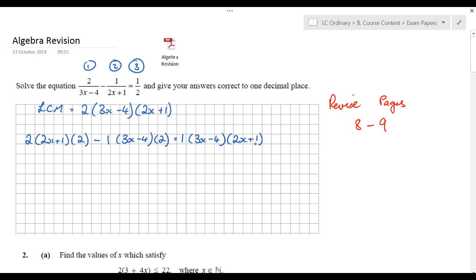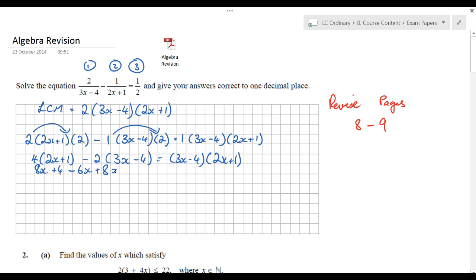Now we're going to multiply it all out. First off, I'm going to go 2 by 2, which is 4, and then I have 2x plus 1 minus 1 by 2, that's minus 2 by 3x minus 4 equals 1 by 3x minus 4 is still 3x minus 4 by 2x plus 1. Okay, 4 by 2x gives us 8x, so 4 by 1 is 4. Negative 2 by 3x is negative 6x. Negative 2 by negative 4 is positive 8.